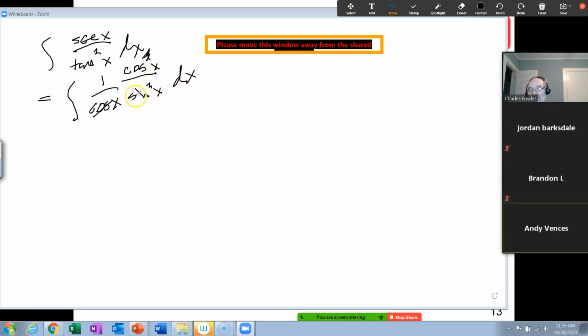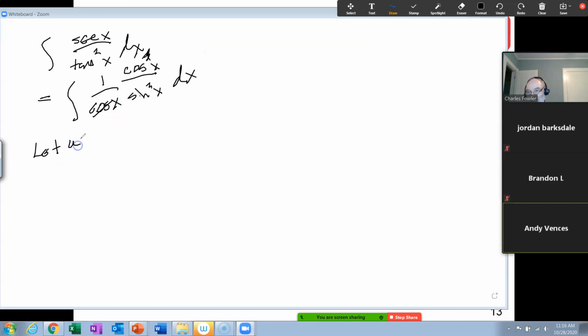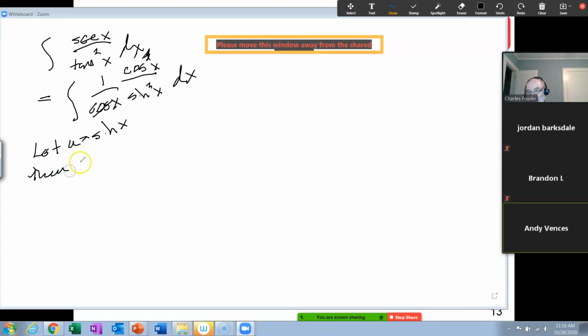Well, this is a more complicated thing. Let's let that be our u. The innermost part of that would be sine x. Let u equal sine x. Then du is equal to the derivative of sine, which is cosine x dx. Hey, that's working pretty nicely. There's your du, and here's your u right here.